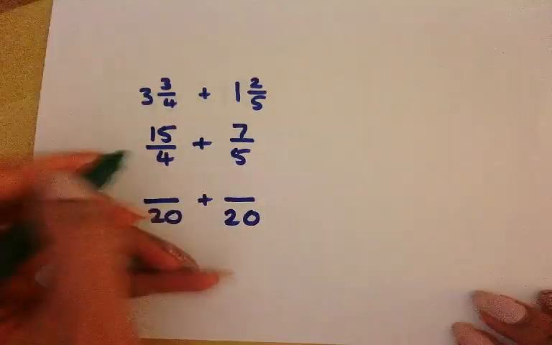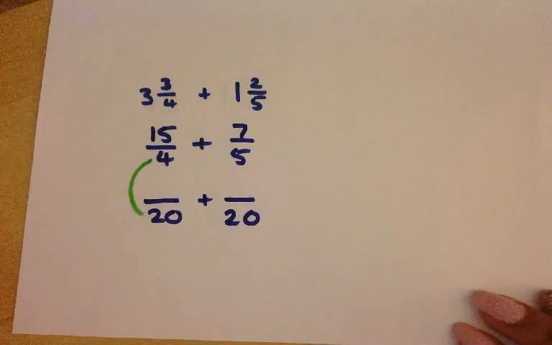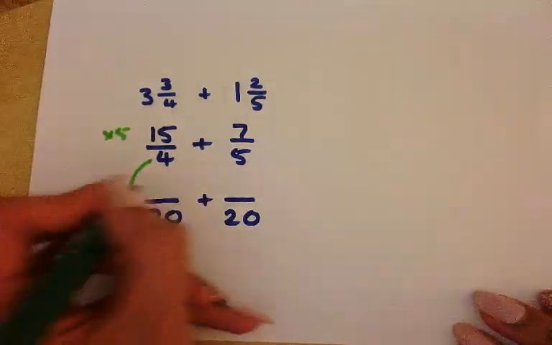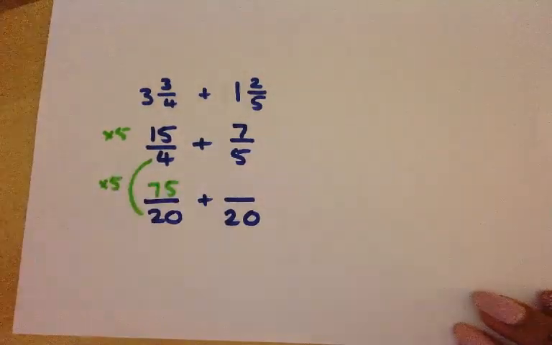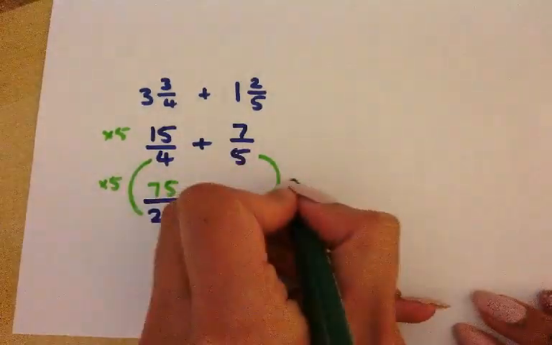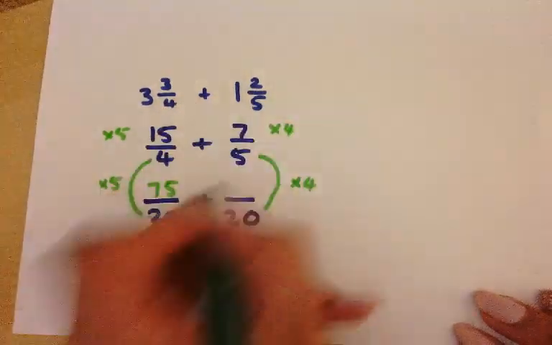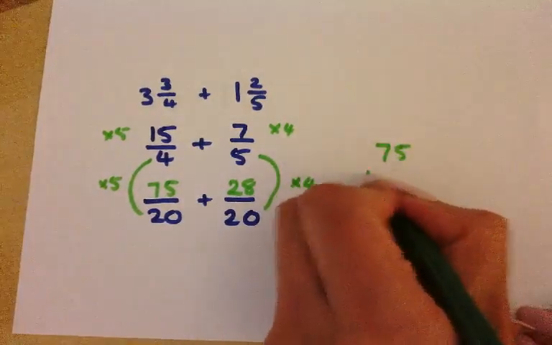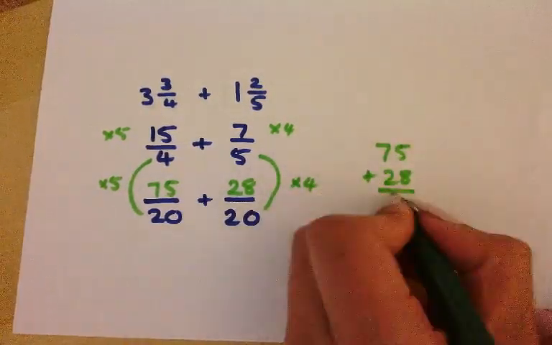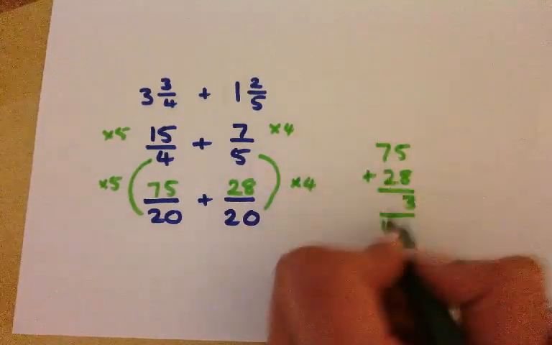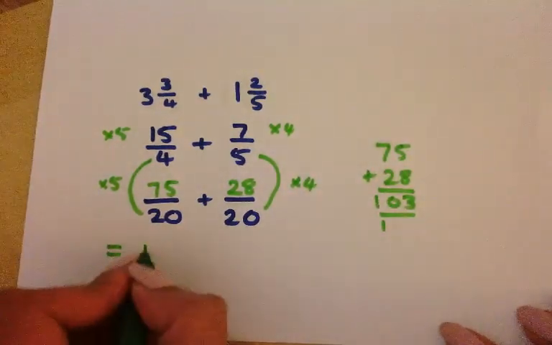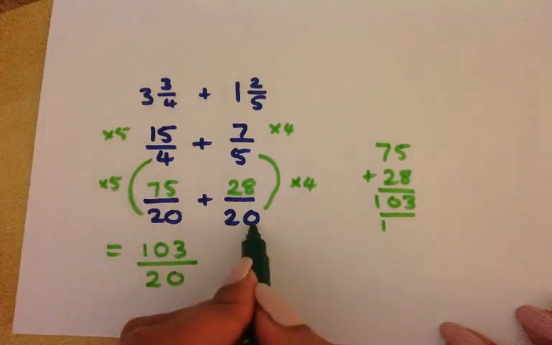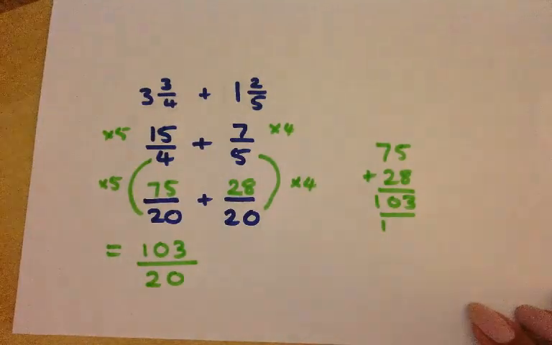Then comparing denominators, how do I get from 4 to 20? Times 5, times the top by 5, so 15 times 5 is 75. Then I need to get from 5 to 20 by timesing by 4, same to the top, 28. I'm going to do an addition on the side. 5 plus 8 is 13, 7, 8, 9, 10, so it's 103 over the same denominator. You don't add the denominators, so this one wouldn't be 40.